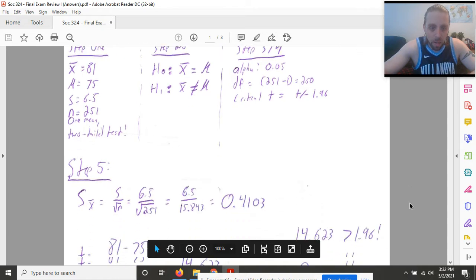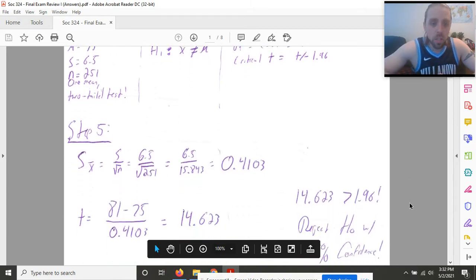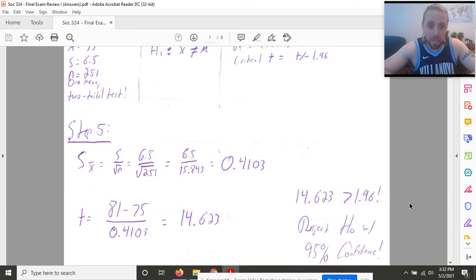So step 5, let's go make our money. I first need to use the S of x bar formula. I need to do that first because that is going to get placed in the denominator of my t-test. So S of x bar equals S divided by the square root of n. So my sample standard deviation is 6.5. I divide that by the square root of 251. That's the sample size. That is 6.5 divided by 15.843. S of x bar here, my estimated standard error, is 0.4103.